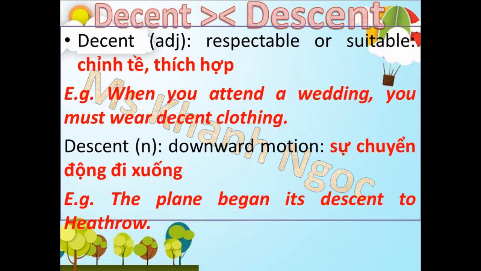Decent, adjective, respectable or suitable. Example, when you attend a wedding, you must wear decent clothing. Descent is a noun which means downward motion. Example, the plane began its descent to Heathrow.